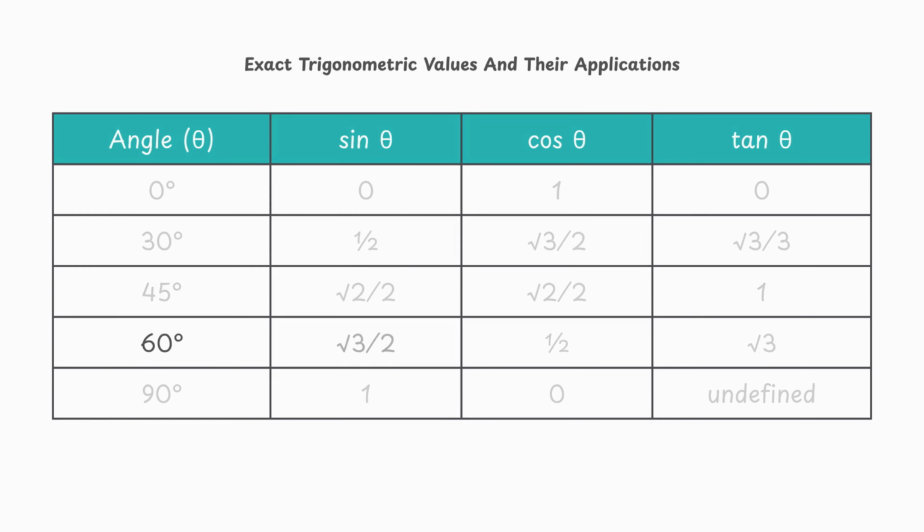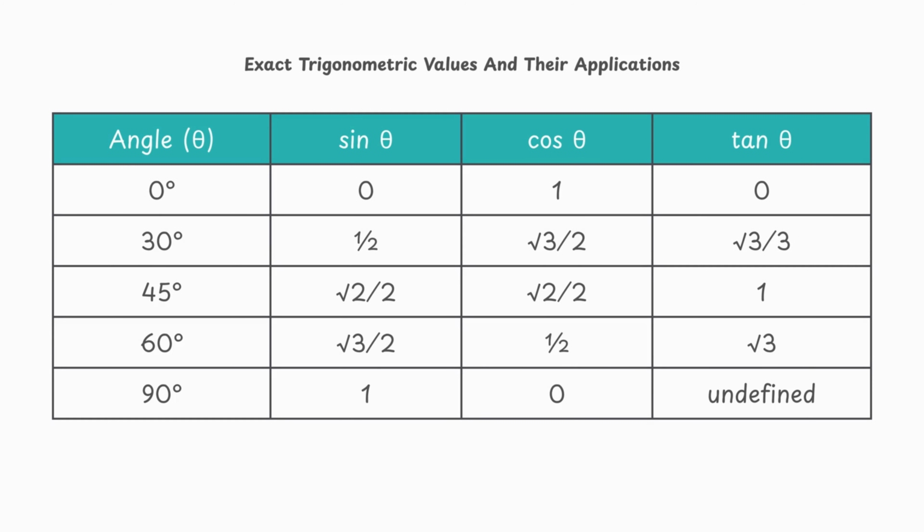Now 60 degrees. Sine of 60 degrees equals square root of 3 over 2. Cosine of 60 degrees equals 1 over 2. Tangent of 60 degrees equals square root of 3. Finally, 90 degrees. Sine of 90 degrees equals 1. Cosine of 90 degrees equals 0. Tangent of 90 degrees is undefined.